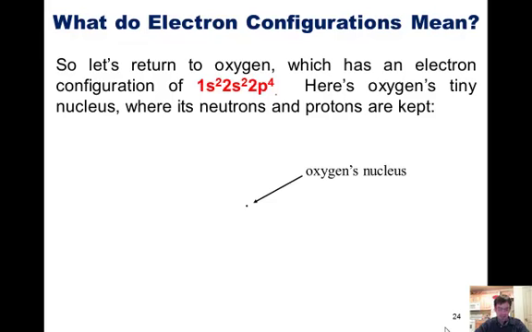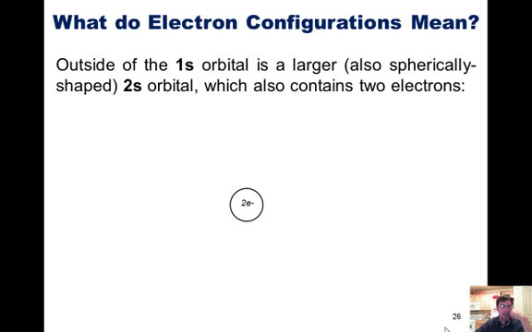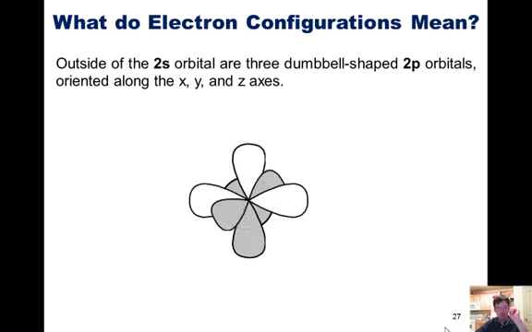Here's oxygen's tiny nucleus, where its neutrons and protons are kept. Around the nucleus is a spherically shaped 1s orbital. It contains 2 electrons. Outside of the 1s orbital is a larger, also spherically shaped 2s orbital, which also contains 2 electrons. Outside of the 2s orbital are 3 dumbbell-shaped 2p orbitals, oriented along the x, y, and z axes.